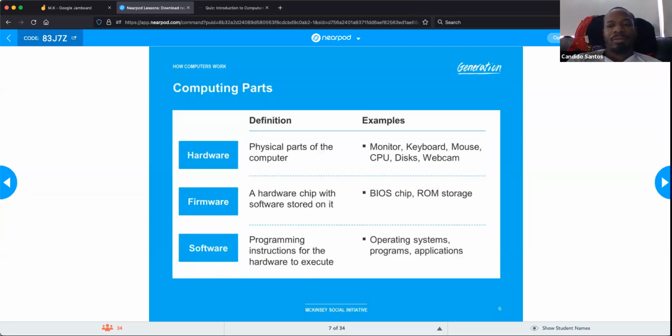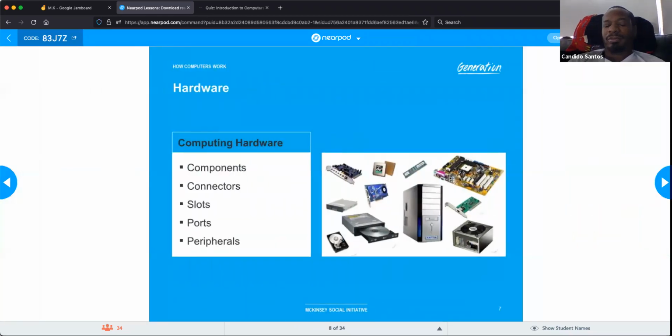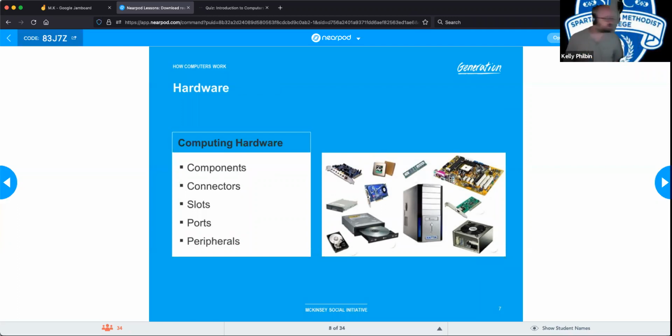All right, hardware. So we talked a little bit earlier, it's all the physical components, connectors, slots, ports, physical ports, because there are software ports. So physical ports and peripherals. So, like we said, anything you can touch. So you have a variety of them shown up here that you can look at, and it's pretty straightforward with regards to hardware.